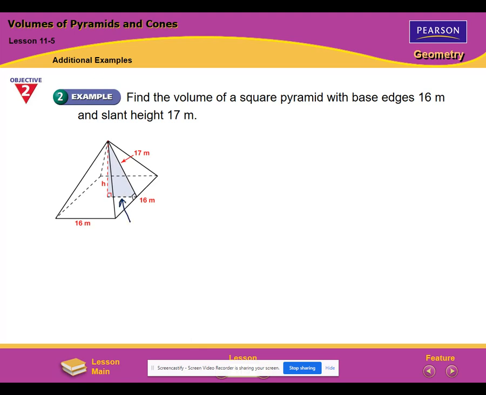We're talking about a triangle that has a leg of 8, a hypotenuse of 17, and then the height is the other leg. So simply h squared plus 8 squared equals 17 squared. And if you solve that for h, you'll find out that h is 15.